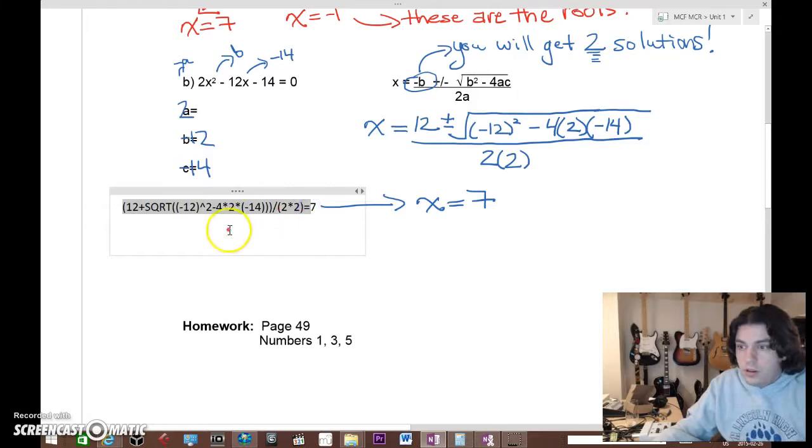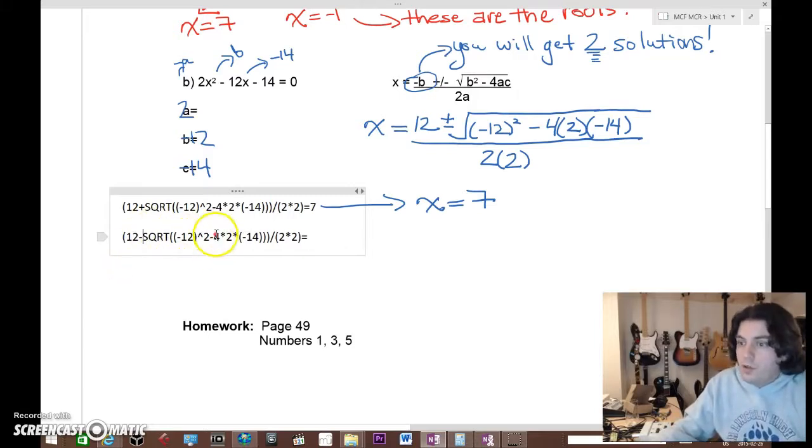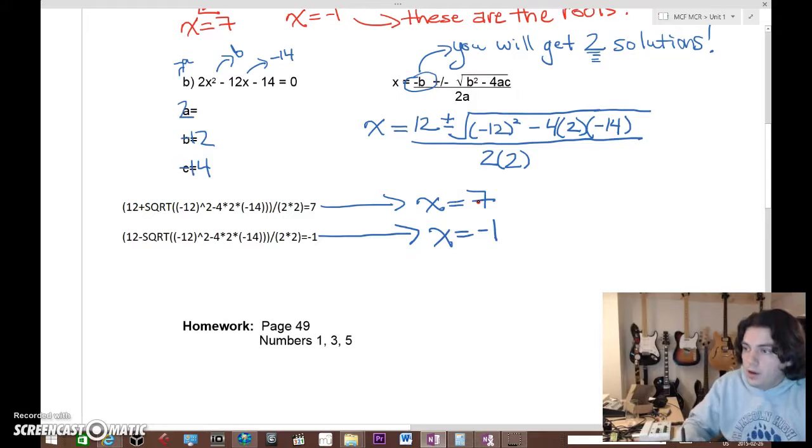minus the square root. So I'm going to open another window here. I'm going to say 12 minus the square root of negative 12 squared minus 4 times 2 times negative 14, all square rooted, divided by 2 times 2, going to equals that, and I get negative 1. And you, of course, would have to punch that into your calculator. X equals negative 1. There we go.